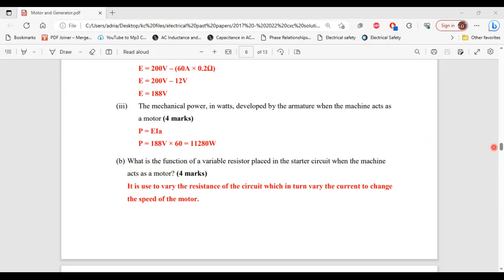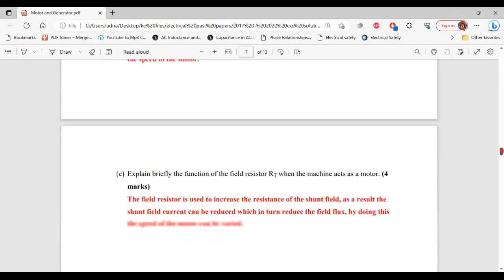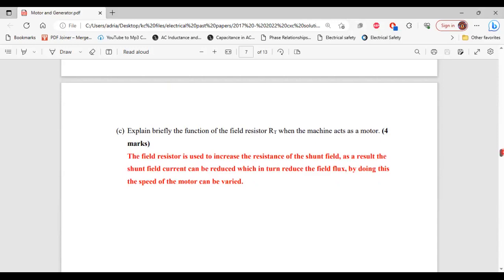All right, so let's move on to part C. It says, explain briefly the function of the field resistor RT when the machine acts as a motor. The field resistor is used to increase the resistance of the shunt field. As a result, the shunt field current can be reduced, which in turn reduces the field flux. By doing this, the speed of the motor can be varied. All right, so that's it for part C, and that's it for this question.